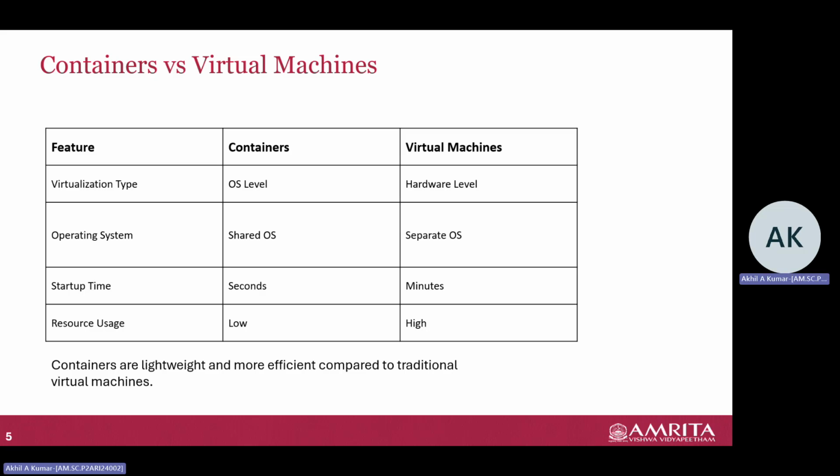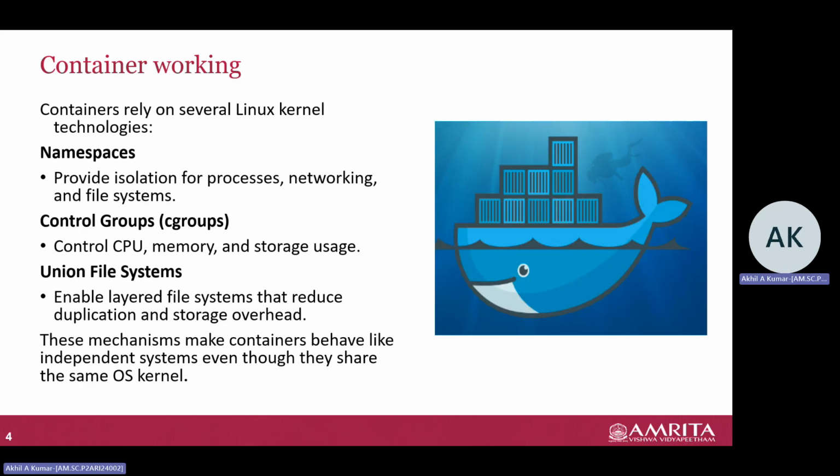Next is how a container works. Containers work using several technologies from the Linux kernel. The first is namespaces. Namespaces provide isolation for processes, networking, and file systems so that each container behaves like an independent system. The second one is control groups, also called cgroups. These are used to control how much CPU, memory, and storage a container can use.